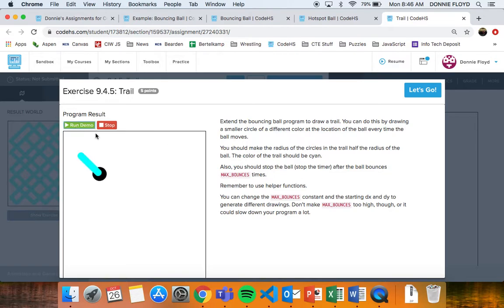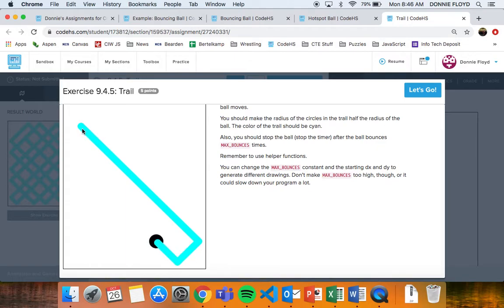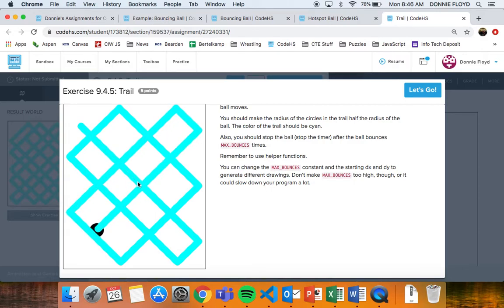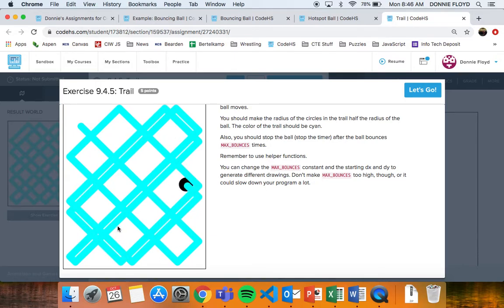So let's look. What we are doing is making this line. This is just a series of circles being put down so close together that it looks like a line. So every time that ball moves by 4 pixels, it puts a new ball down. It is bouncing, bouncing, bouncing, and then it stops. So when it's bounced 20 times, then we stop our timer.